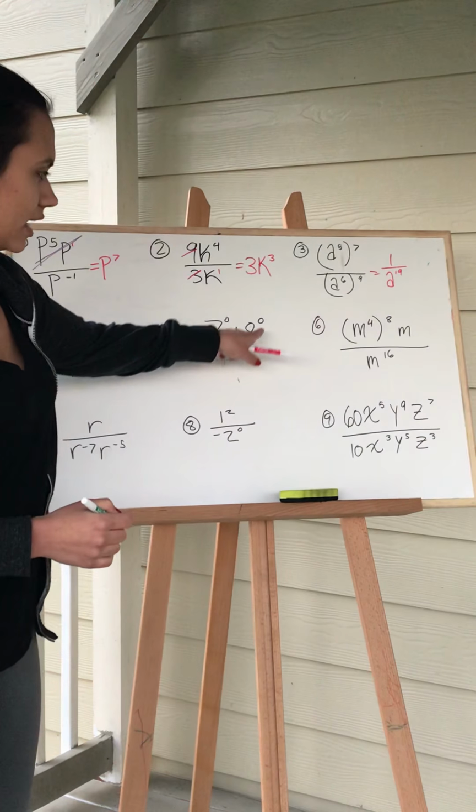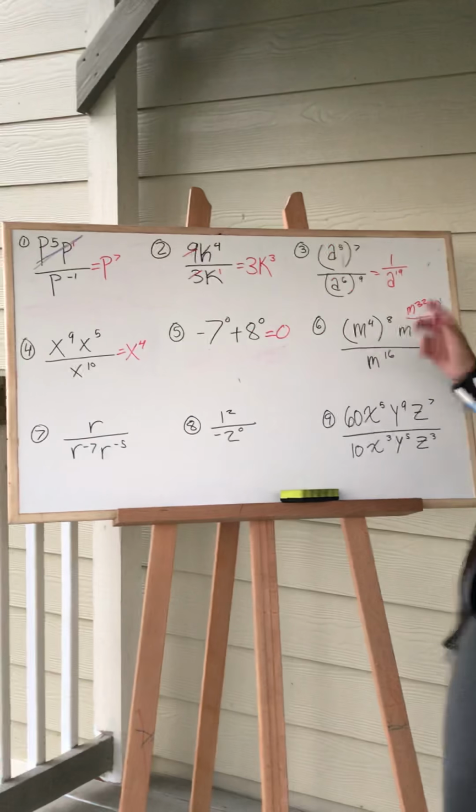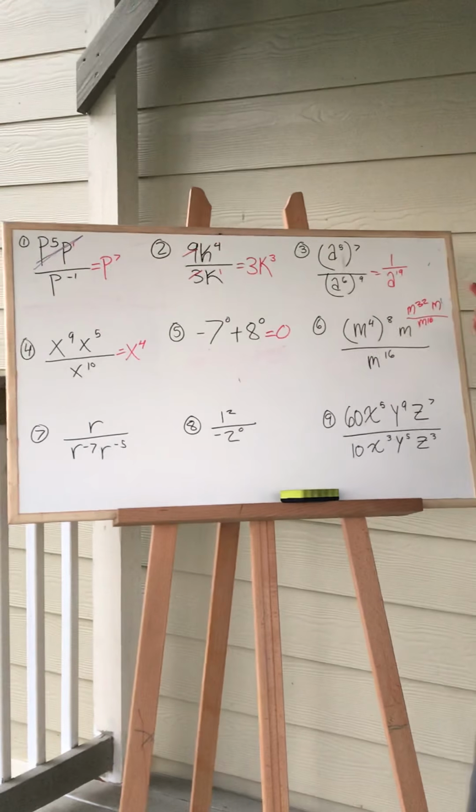So let's use our product rule now because we have m to the 32nd times m. That's an imaginary 1 right there next to that m, correct? So we have to add those. We have to use that product rule. So 32 plus 1 gives us m to the 33rd.